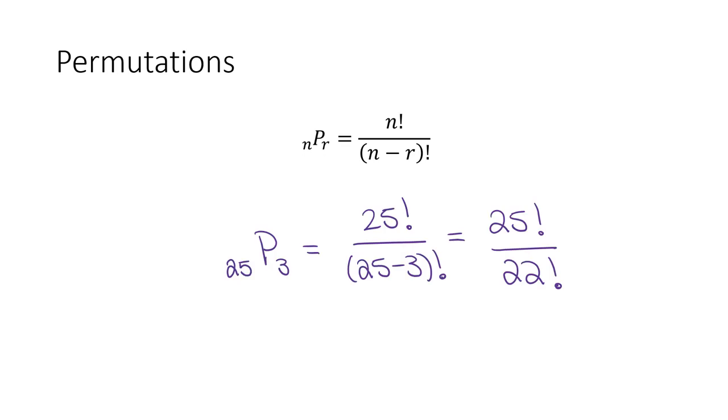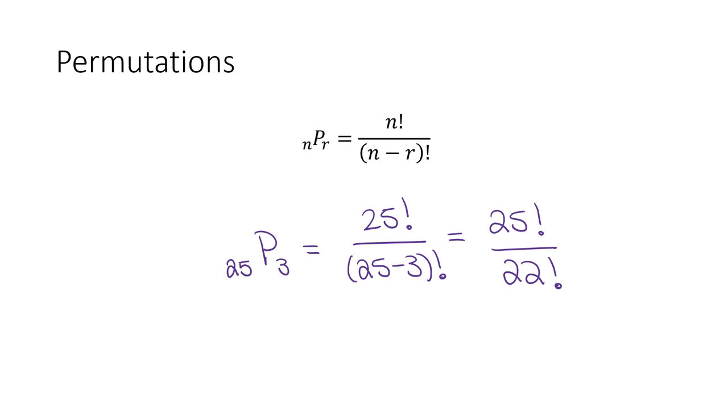So for example, if I wanted to use this formula to compute my permutations of picking 3 out of 25 items, the formula says we take the n, the first number, so 25 factorial, and we divide that by 25 minus 3 factorial. 25 minus 3 is 22. So this formula says the answer would be 25 factorial divided by 22 factorial.